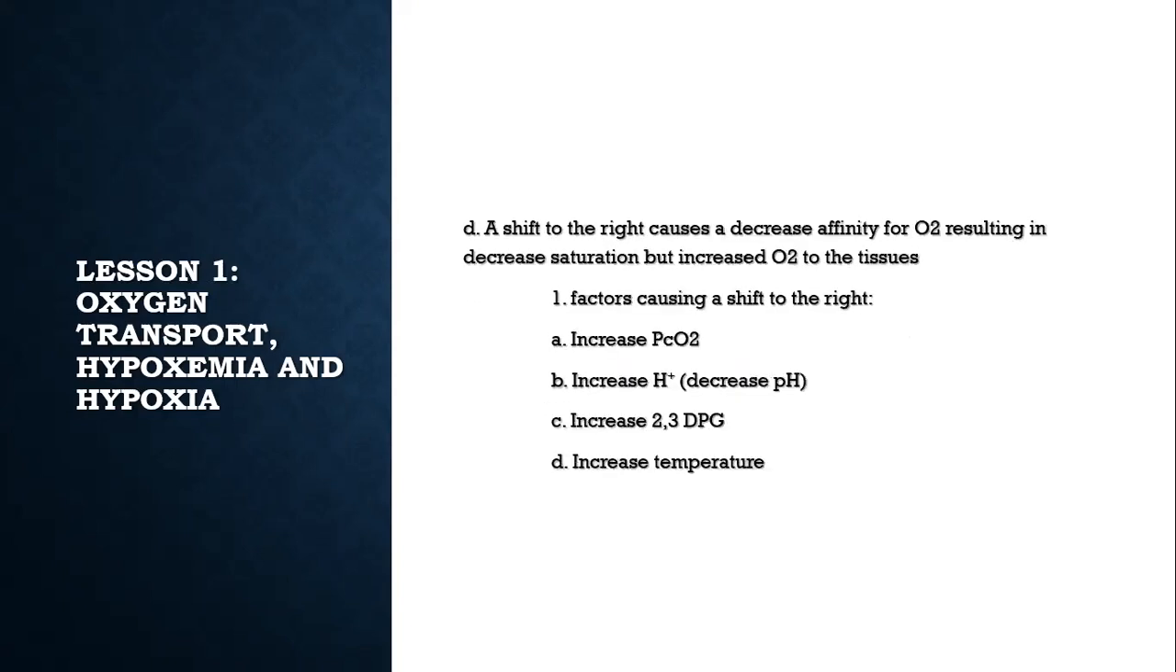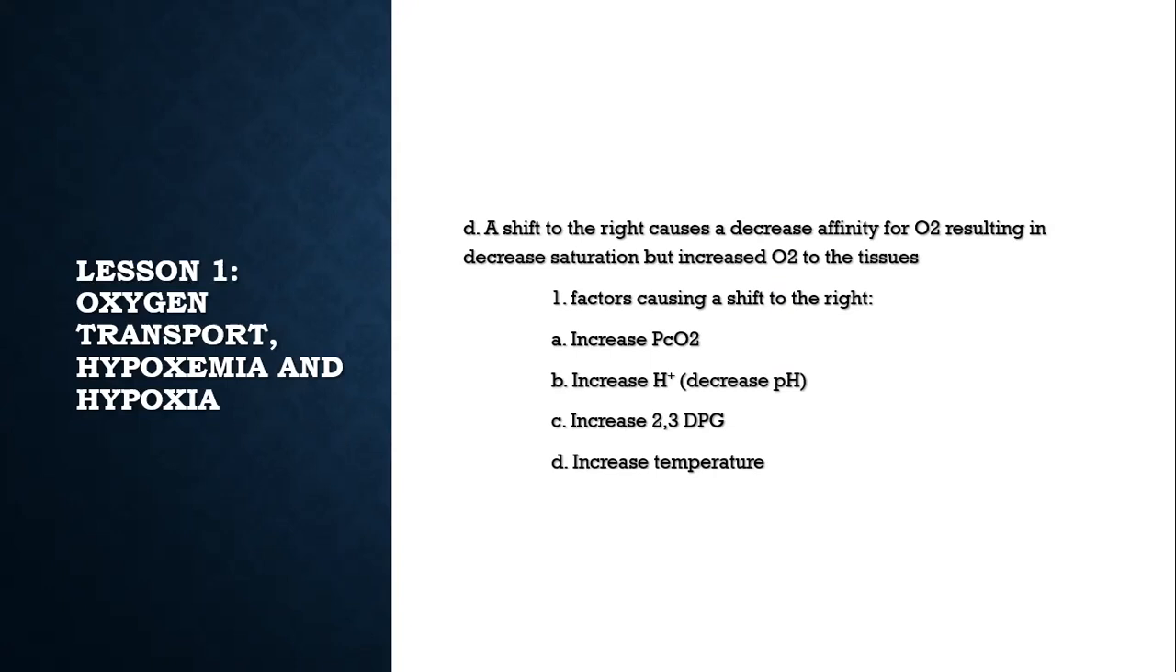Now this curve shifts. We have some things that make it shift to the left, and some things that make it shift to the right. A shift to the right causes a decreased affinity for oxygen, resulting in a decreased saturation, but increased O2 to the tissue.